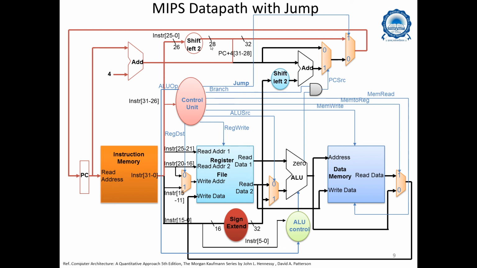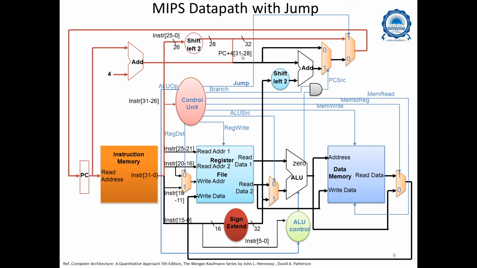So this is becoming 27 down to 0, and 31 down to 28 will be the output of the PC plus 4 that has to be concatenated with this 27 down to 0, which is 31 down to 0 in totality, giving it a 32-bit target address of the jump, which goes into this multiplexer, right?